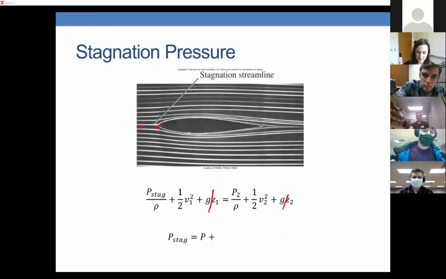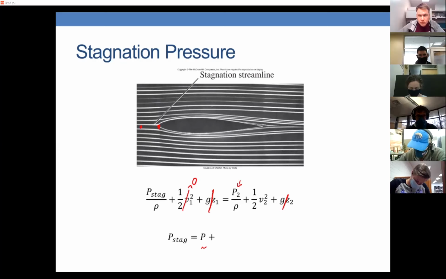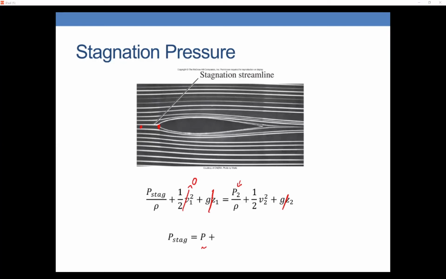The height is the same, both of them. The velocity will be 0 at the stagnation point. Okay. So to get the stagnation pressure, it will be this pressure out here, the pressure sort of out in the flow, plus what?